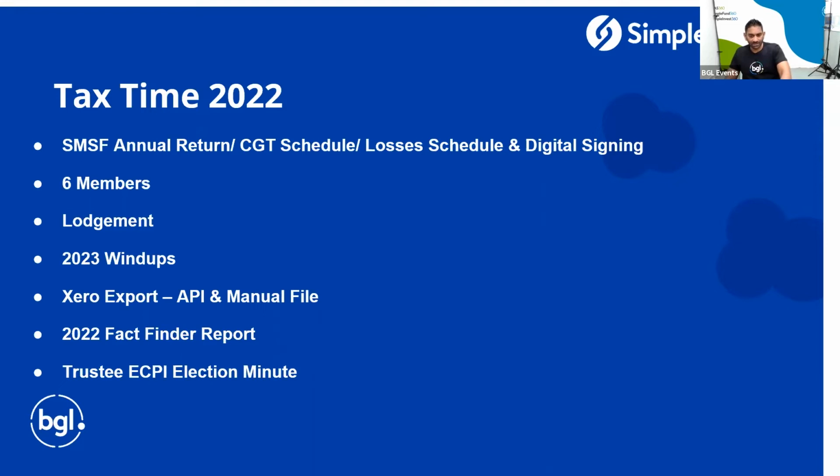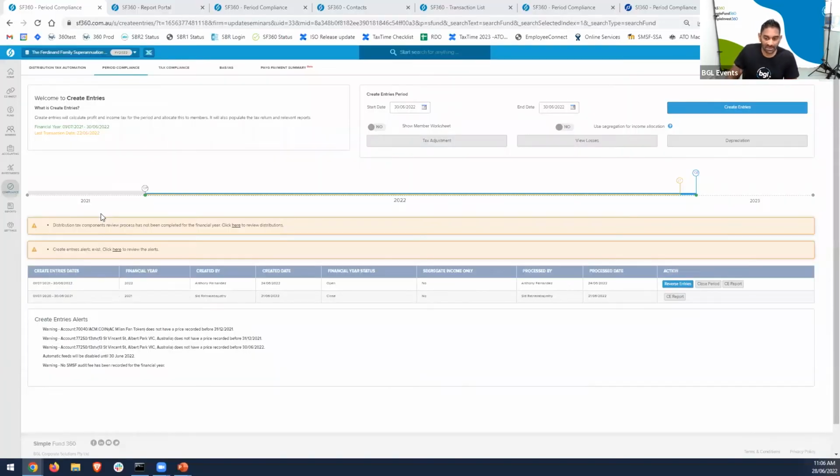Let me just quickly jump into Simple Fund. Hopefully you should be able to see my Simple Fund screen. Please let me know on the window if you can't see it. But yeah, essentially create entries to 30th June. If you're creating entries prior to 30th June, make sure you have a wind-up date, because if not, it won't prepare the 2022 tax return for you.